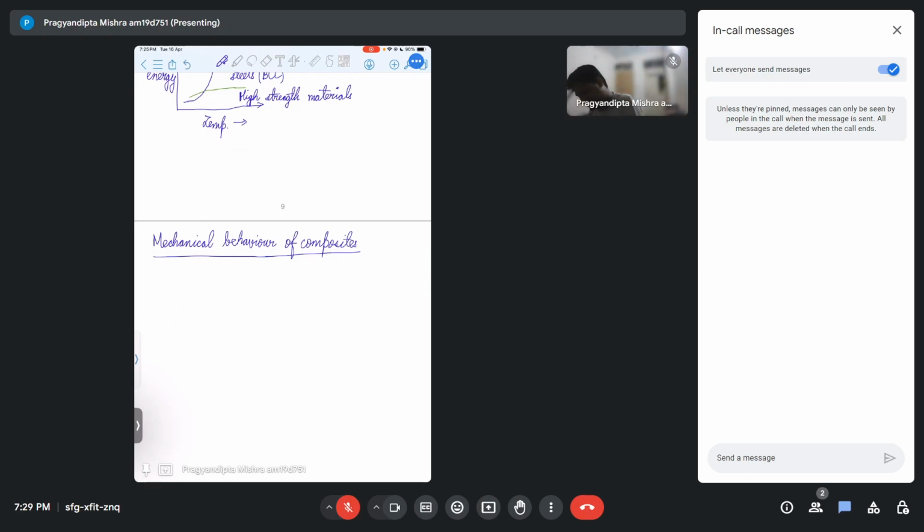It depends on the matrix, right? So what does the matrix do? It provides the bulk form. Just like an alloy or like metal precipitate systems, the bulk form is always provided by the matrix. It also protects the reinforcement.